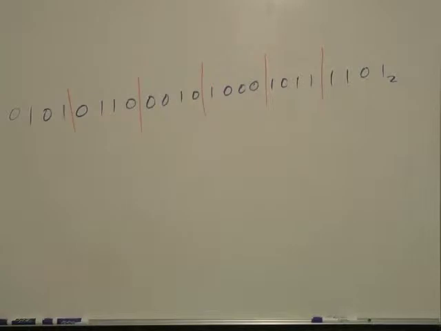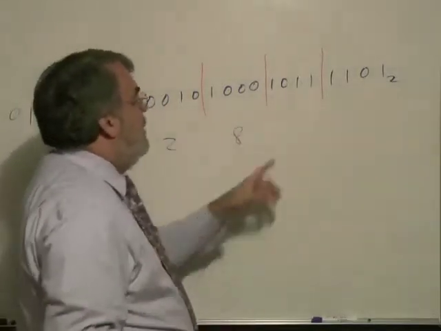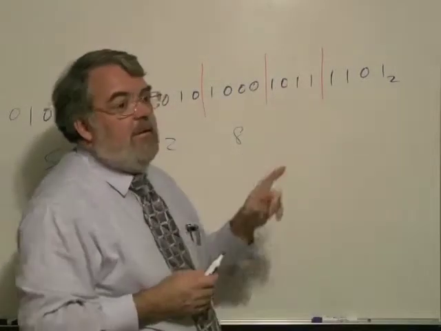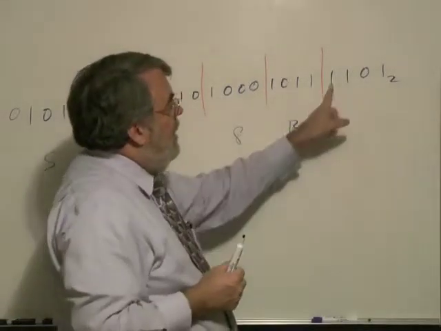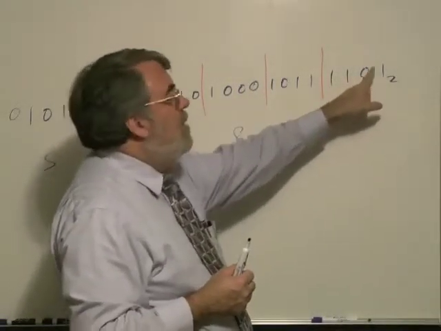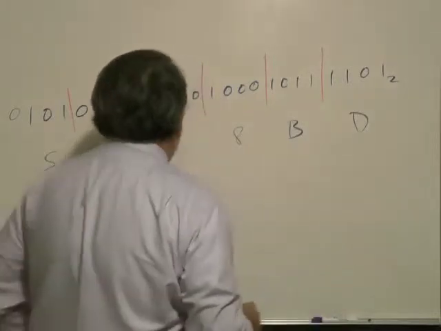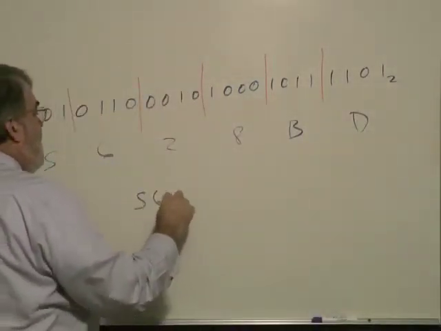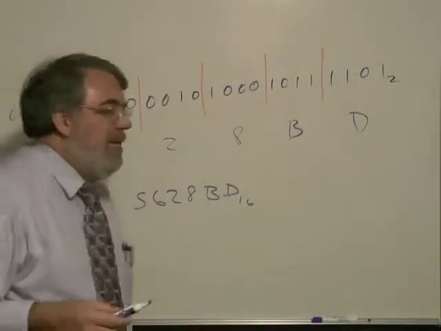Now, I'm still converting base 2 to base 10. So this is 1 plus 4 is 5. 4 plus 2 is 6. 2. This is 8. This is 8 plus 2 plus 1 is 11. 11 is B. And 8 plus 4 plus 1 is 13. 13 is D. So this number would be 5628BD, base 16. Okay, so there it is.